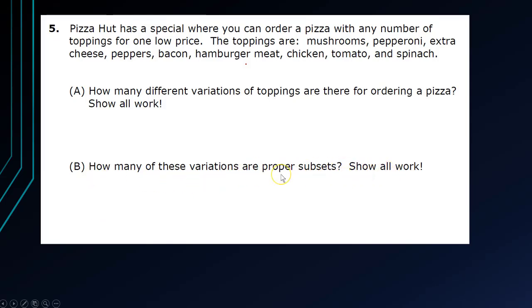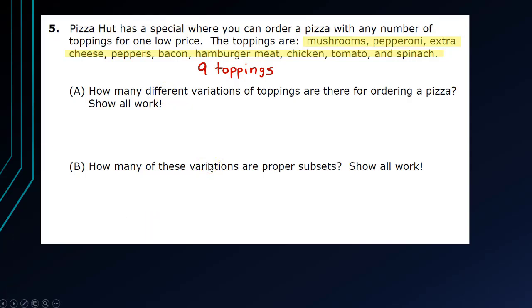Show all work. Now, part of showing the work may be just to give an explanation as well. But essentially there's not a whole lot of work to show. It's basically making sure that you know how to go about doing this. The first thing I'm going to look at here is that this list contains 9 toppings. And so based on the rules that you learned about, the number of different variations of toppings, they're asking for the number of subsets that I could get from this group of toppings.